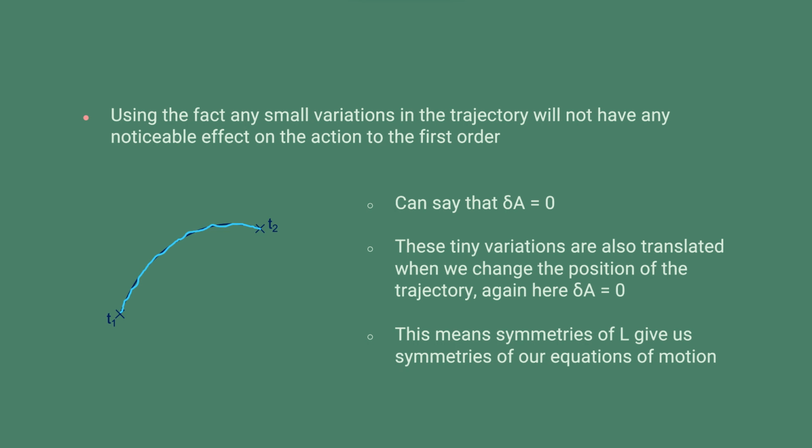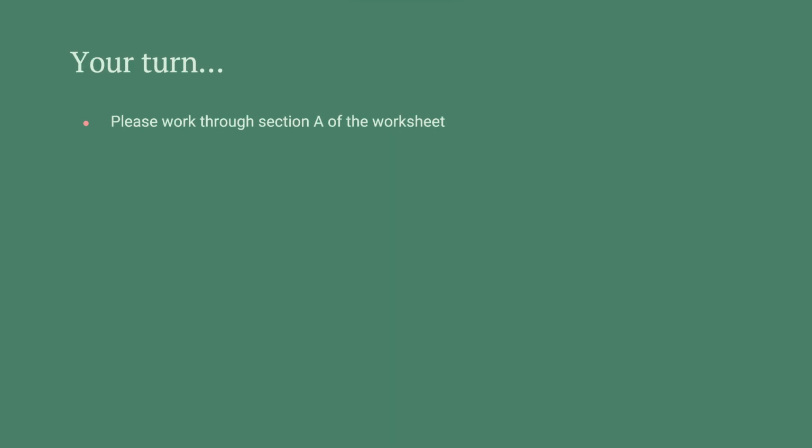Now let's assume that any small variations causing inaccuracies in our trajectory will not have any noticeable effect on the action. In this case, we can say delta A is 0. When we translate this system from one place to another, the tiny variations are also translated, so delta A is also 0. This means symmetries of L, the Lagrangian, give us these symmetries of the equations of motion.